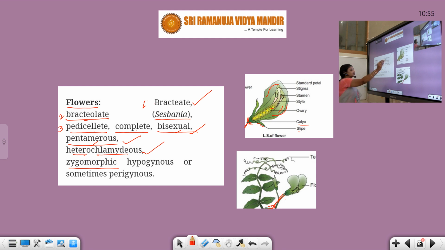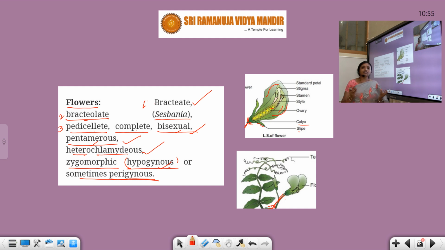And hypogynous, or sometimes perigynous. Hypogynous means the ovary position is superior, and the rest of the floral parts like calyx, corolla and androecium are situated below. That type of flower is called hypogynous. But in this plant, hypogynous flowers are very rare; perigynous flowers are seen. That means a half superior, half inferior ovary.